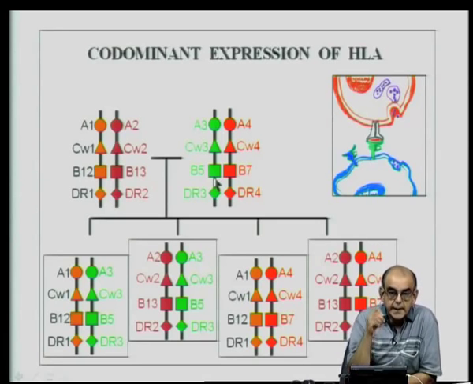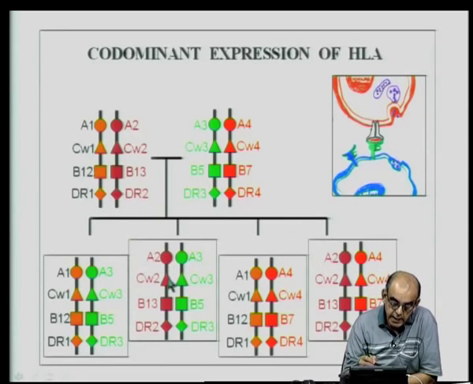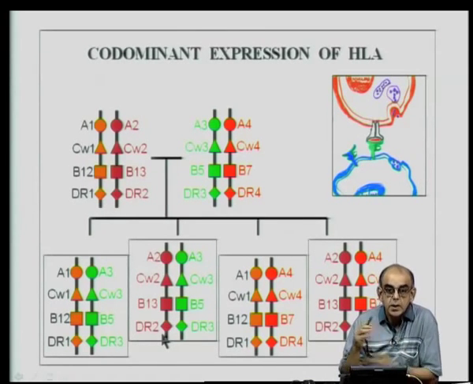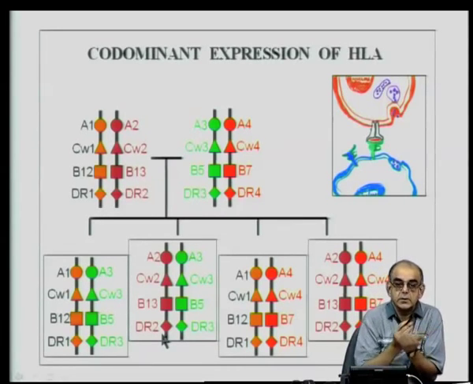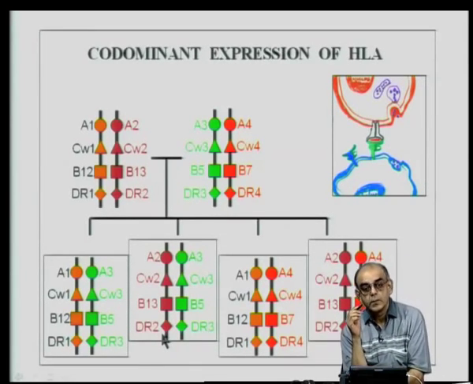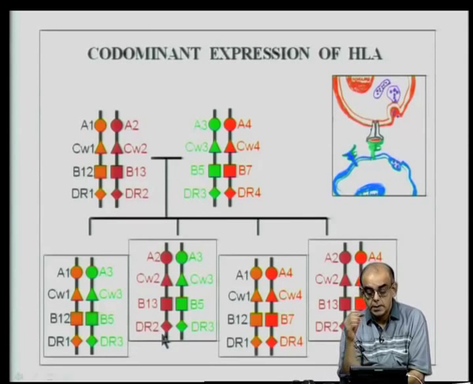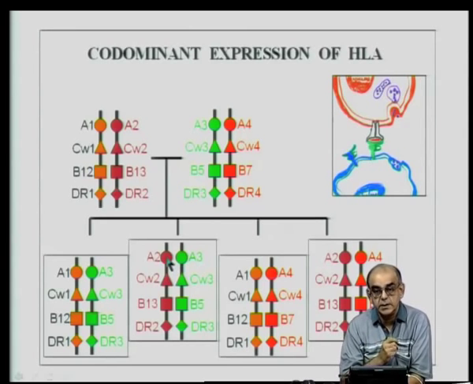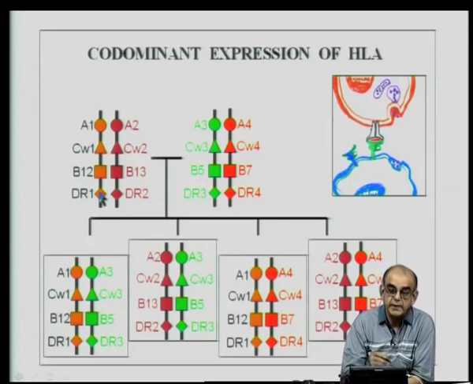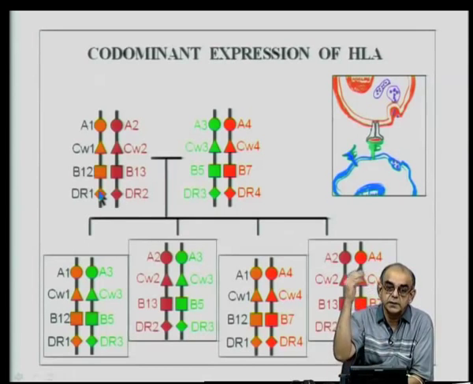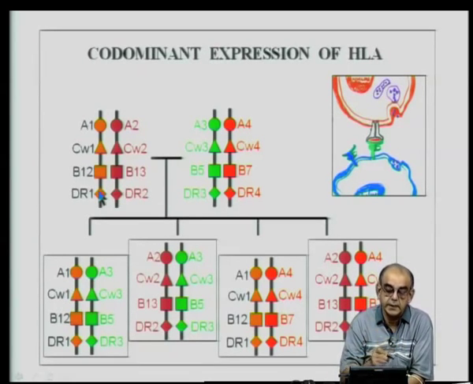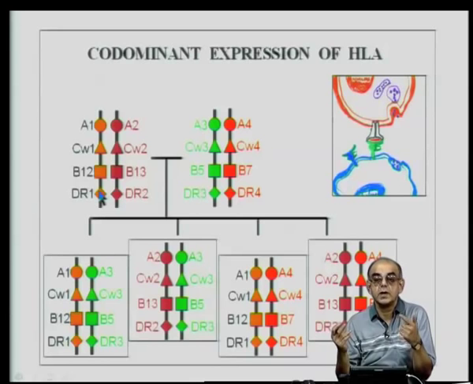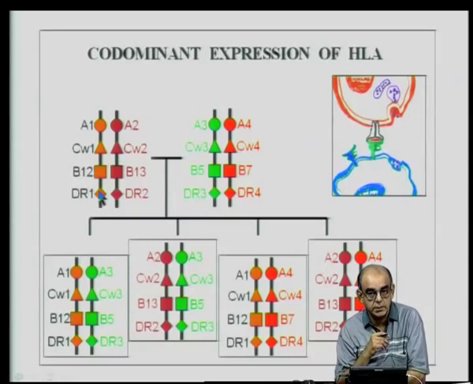So, these are all tightly linked loci. Many of these are actually coming together. You will see that A2, CW, C2, B13 and DR2 are inherited as a complex because they are tightly linked. Occasionally, of course, there could be a recombination within the MHC. Instead of DR2, you can have DR1, or if the parents have different alleles, different alleles can come in, and so you have a recombination within the MHC complex.